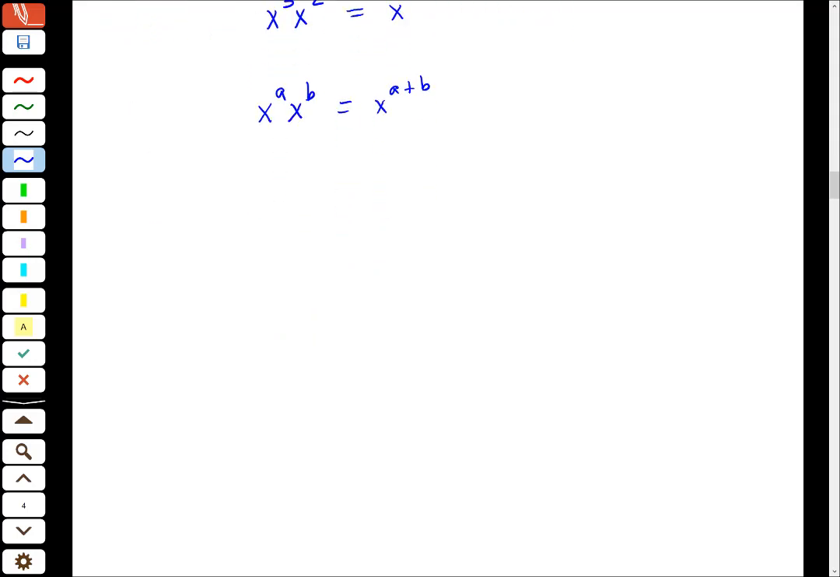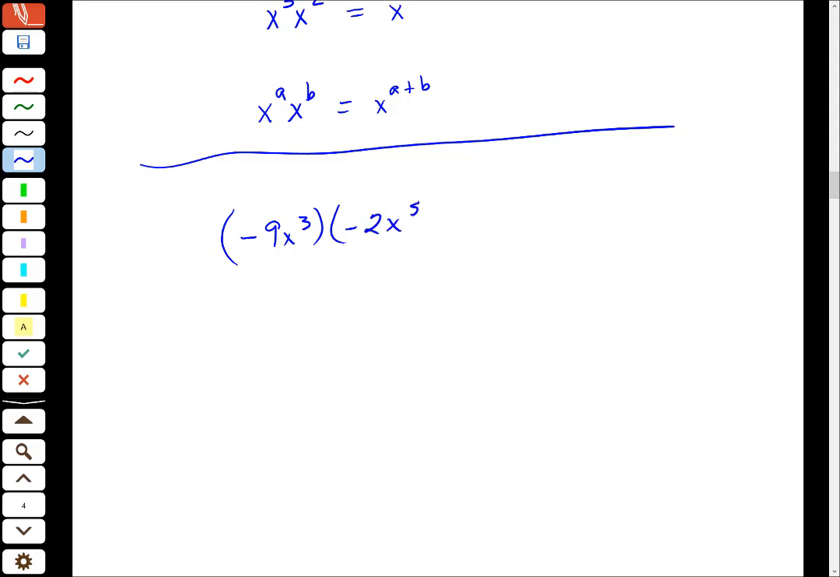Okay, so let's make this a little bit more complicated. Let's say I have negative 9x cubed times negative 2x to the fifth. I'm going to put pieces that look alike together and multiply those pieces that I can. So I use the commutative property. Do y'all remember this commutative property of multiplication that lets me move things around? So I'm going to move this 2 up next to the 9, and I'm going to move this x cubed up next to the x to the fifth. So I'm going to do negative 9 times negative 2 times x cubed times x to the fifth.